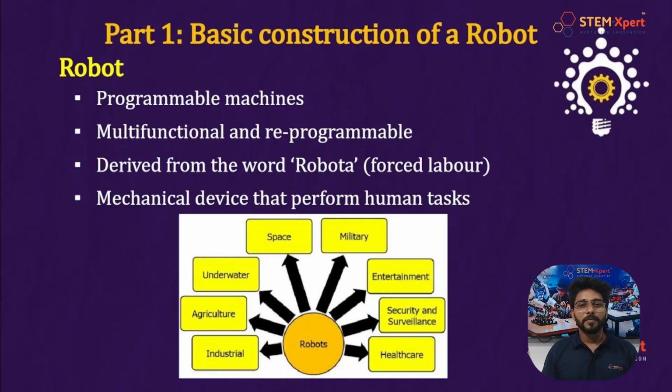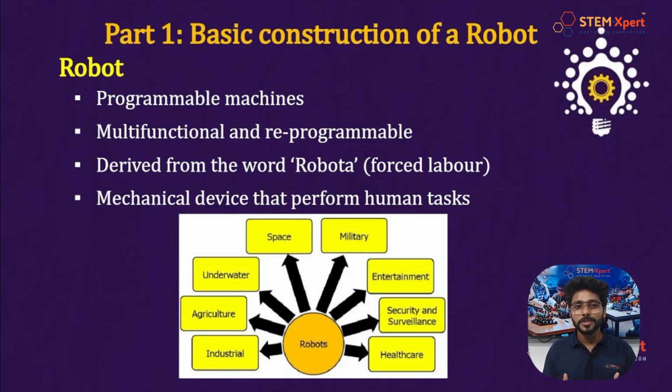In the next step, we will talk about what a robot is. A robot is a programmable machine. It can be reprogrammed. It is a machine itself, and we can program it according to our need. Different robots are there in industries, in the health sector, and in homes too. You can see cleaning robots and all, right?